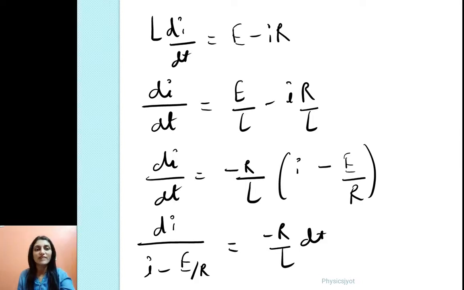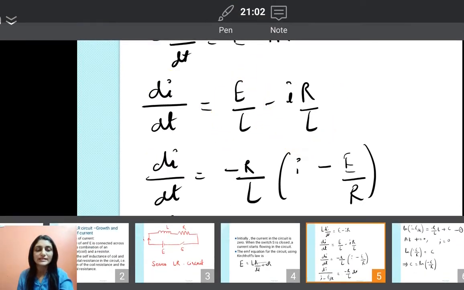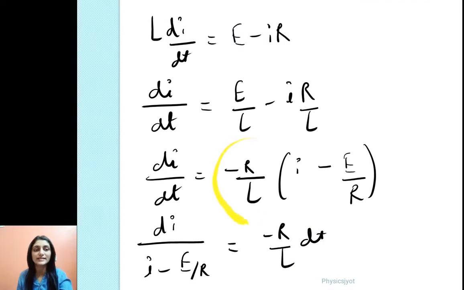Then I divide by L throughout the equation, so I get di by dt equals E by L minus IR upon L. In the next step, I have taken minus R upon L common. So here I get I minus E upon L. I have taken R upon L common, so I have to divide by R, so I get E by R. That is how I get minus R upon L, I minus E upon R.